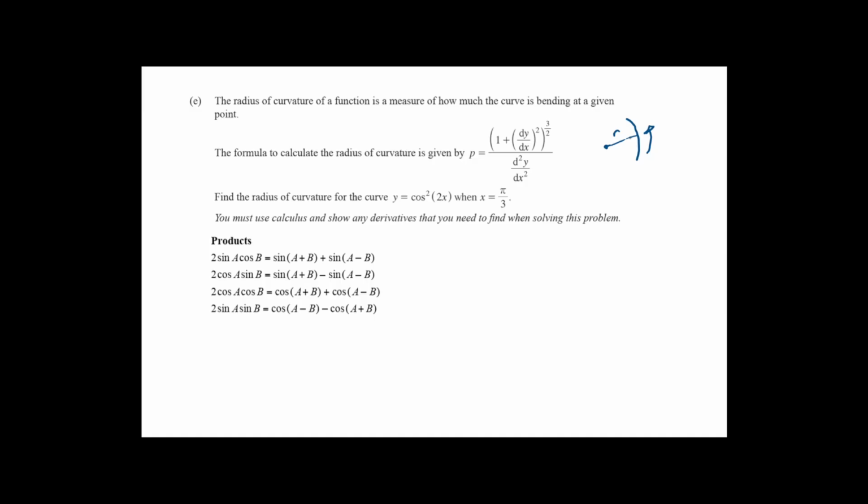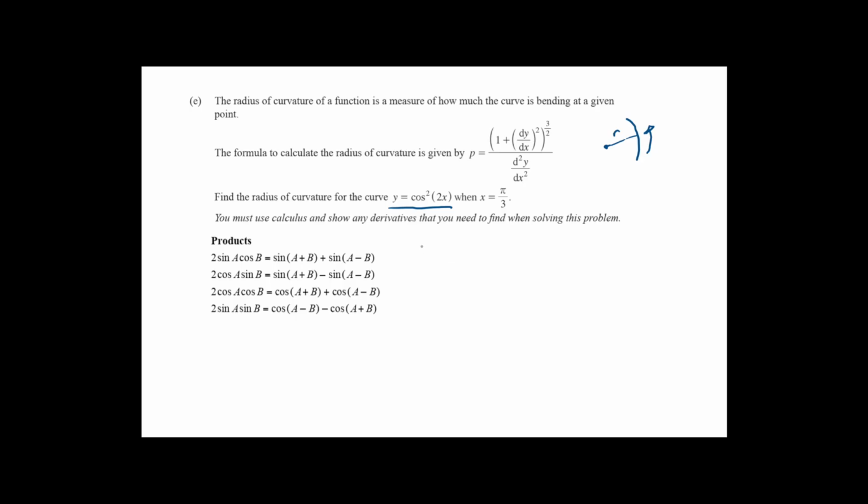So we're given this formula, rho equals this monstrosity: (1 plus (dy/dx) squared) all to the power of 3 over 2, all over the second derivative of y with respect to x. Okay, this also looks kind of daunting, but there is a shortcut.